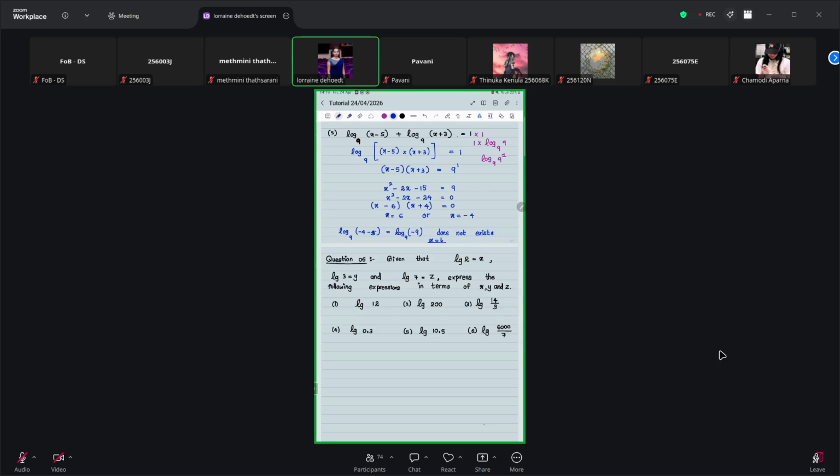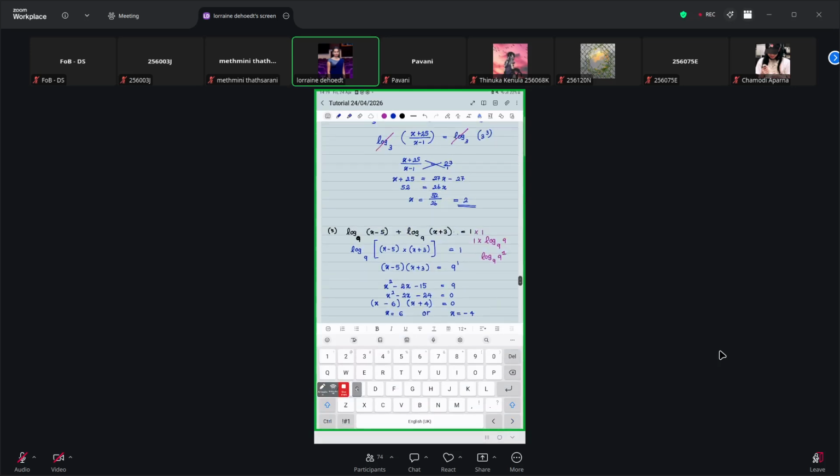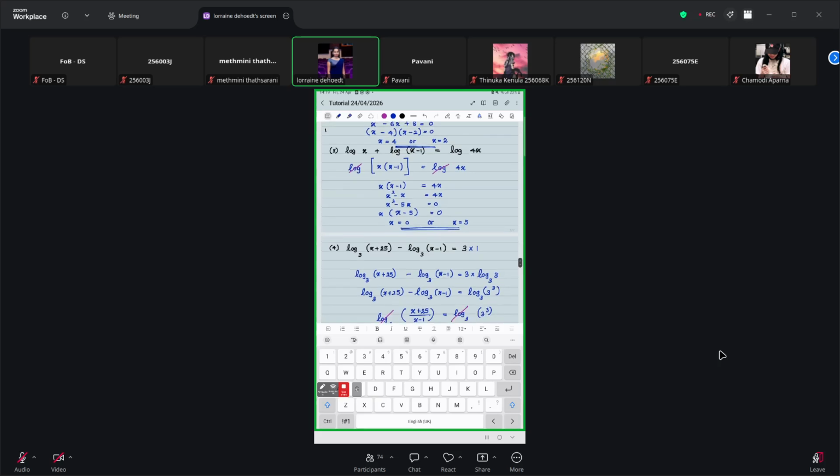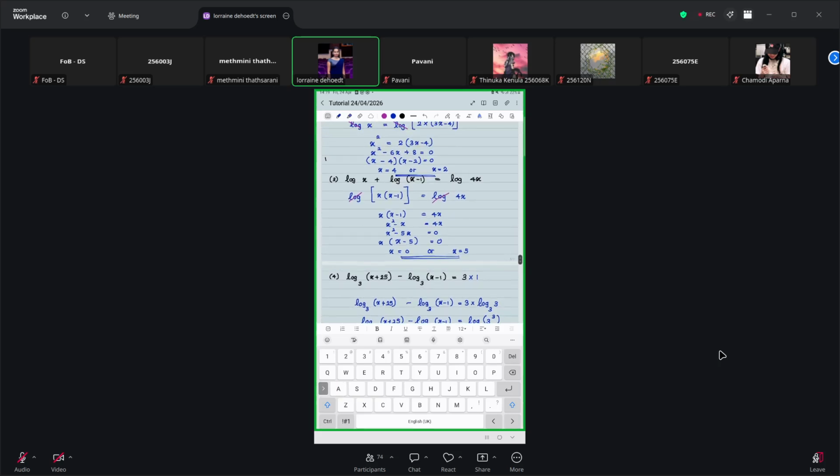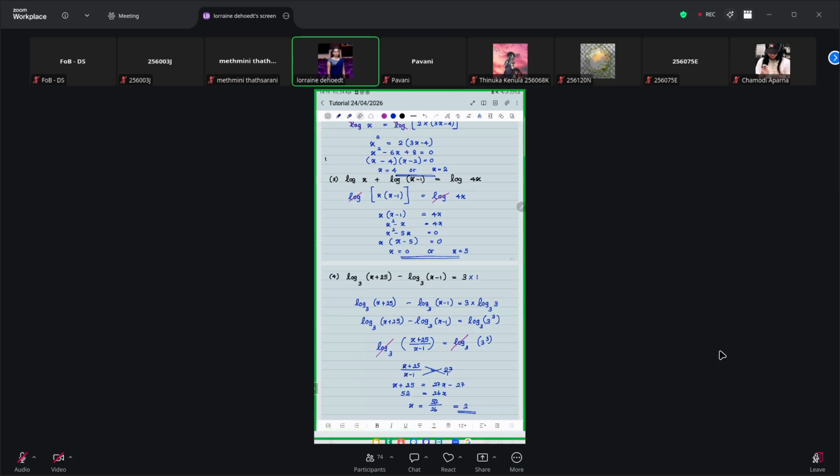I think we missed the previous one. No, not the previous one. In here, the fifth one also needs to be corrected, no? Yeah, when you're substituting x as 0, then the second term becomes log minus 1. That means this one can't happen. This one is only the answer.